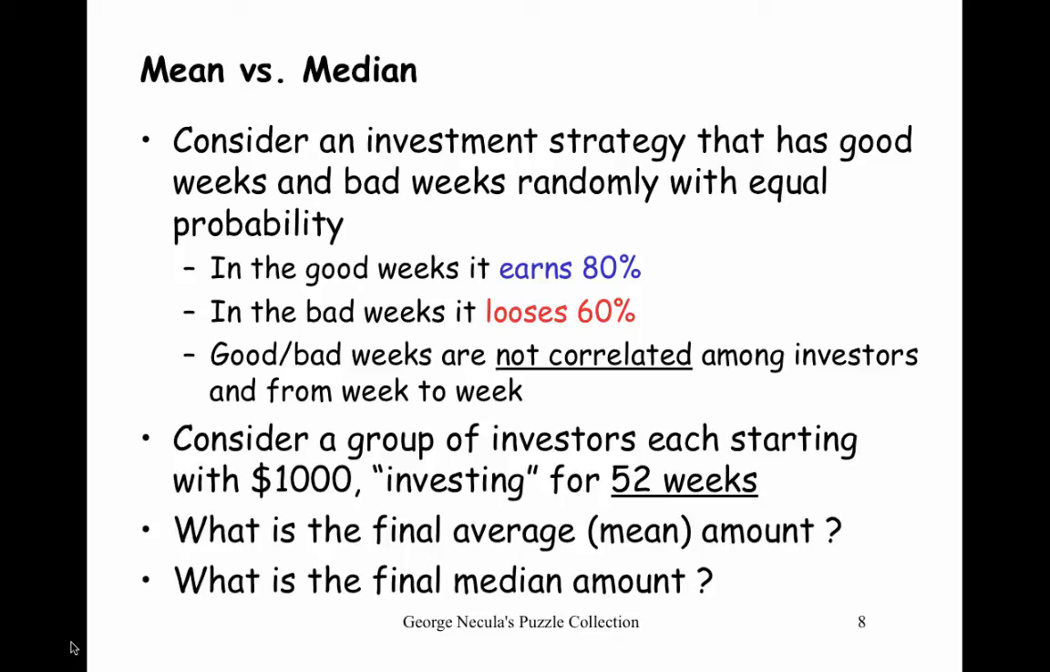Right, so the average is very easy to manipulate with one outlier. If somebody makes $1 billion, it's going to pull the average of everybody up, but it's not going to move the median, right? Okay, so this is a problem based on this.